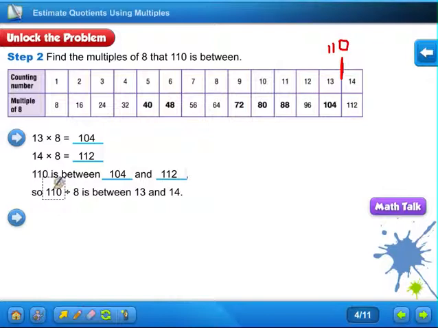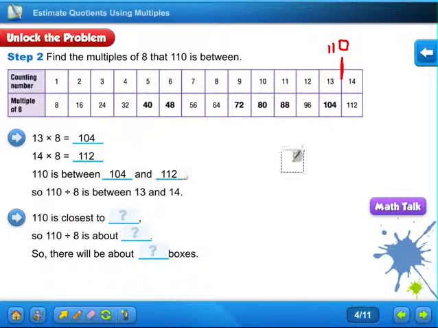Are they going to have exactly 13 boxes of muffins? Are they going to have exactly 14 boxes of muffins? No. They're going to have a little more than 13 boxes of muffins, but a little bit less than 14 boxes of muffins.